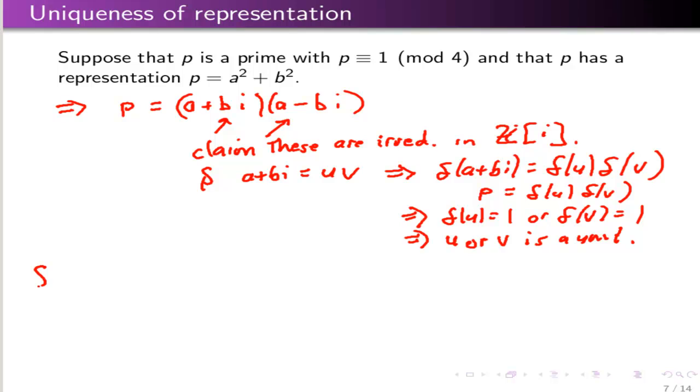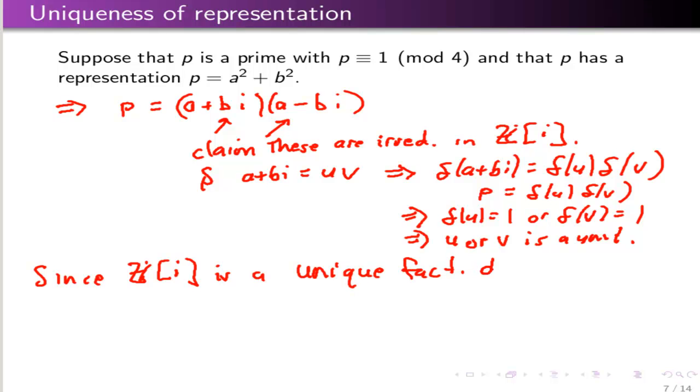And Z[i] is a UFD. So since Z[i] is a unique factorization domain, p has a unique factorization into a product of primes.